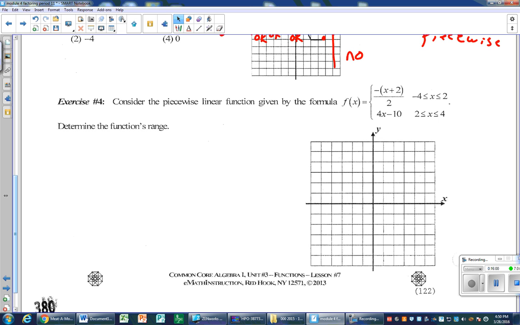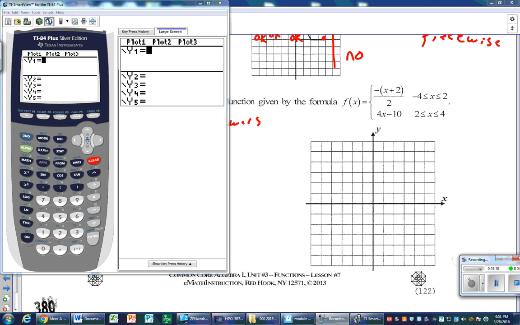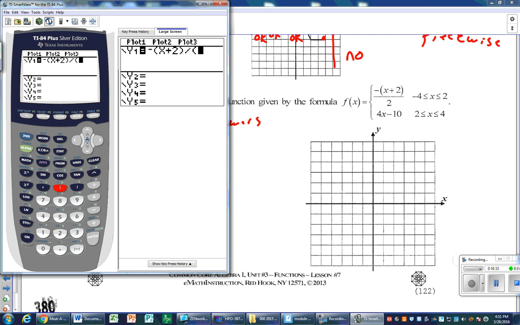Consider the piecewise linear function given by the formula. There it is. Determine the function's range. Domain, range is y answers, okay? The range is the y values. Well, the easiest thing to do would be to graph it. Negative parenthesis, just do it exactly the way it looks like. Negative parenthesis x plus 2, close parenthesis, divided by, I don't care that they don't have parentheses on the bottom. I always put parentheses on the numerator and denominator.